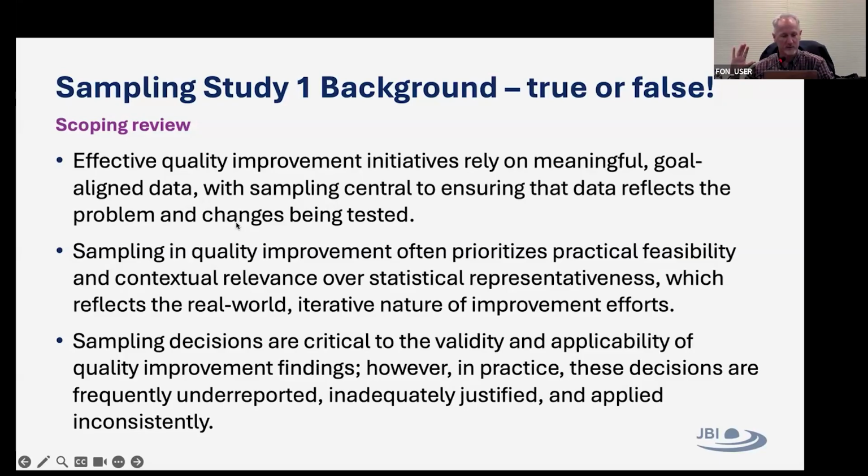In practice. In fact, it's frequently underreported, inadequately documented, and inconsistently applied. So we all probably would like a better process, and we would like to see other people use that process more reliably. I think that's what we're saying together.